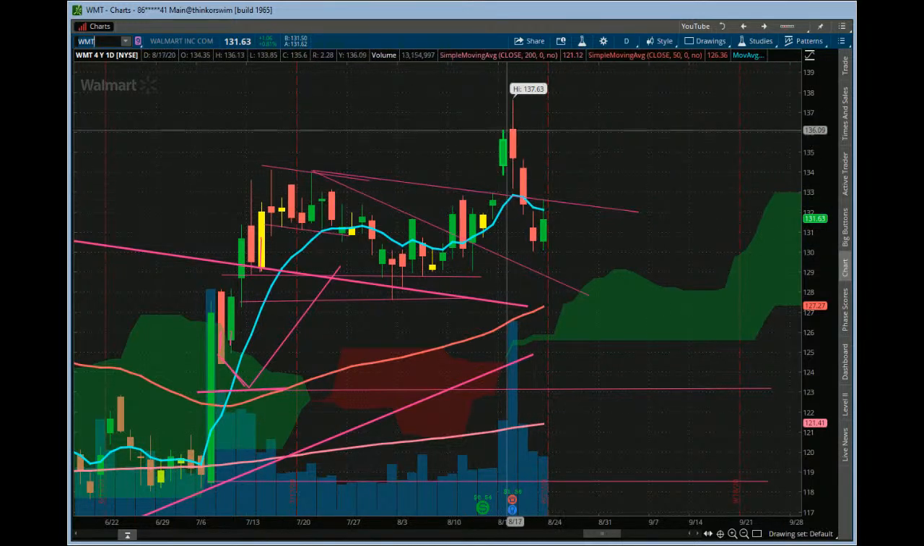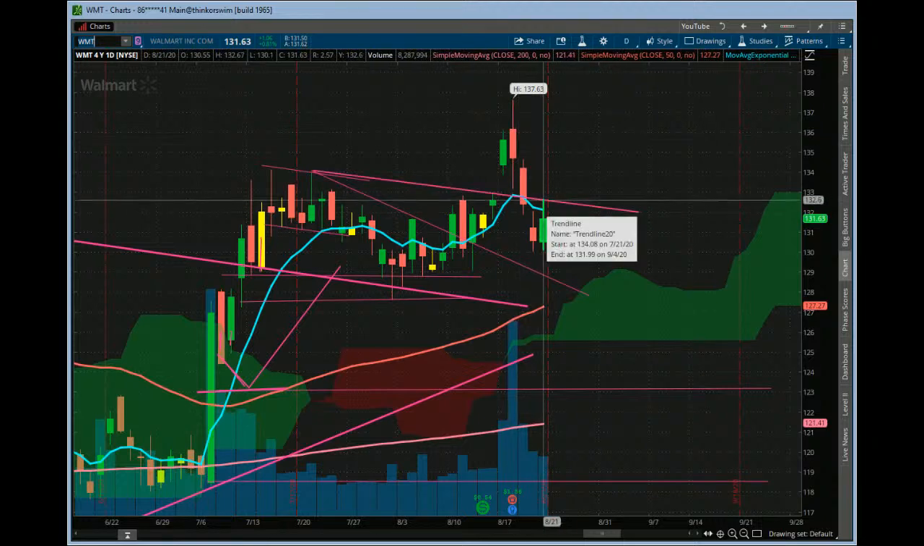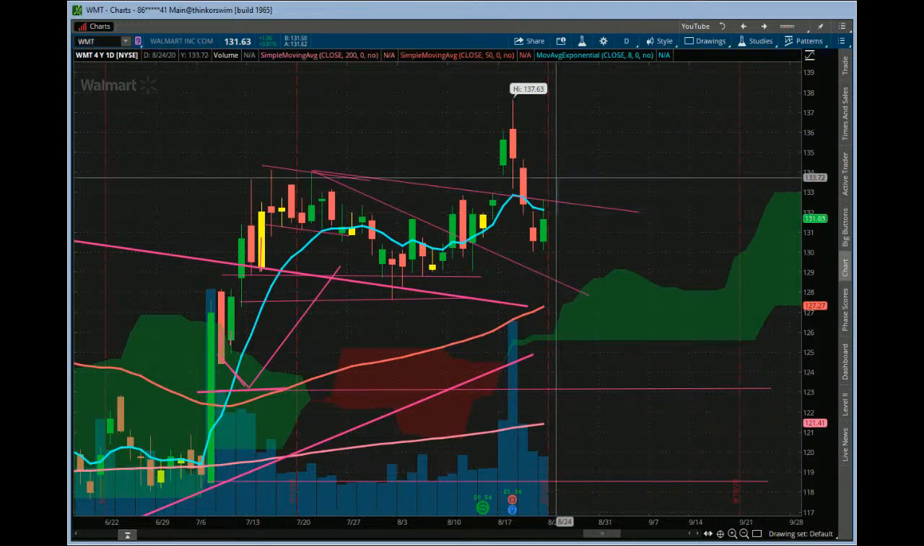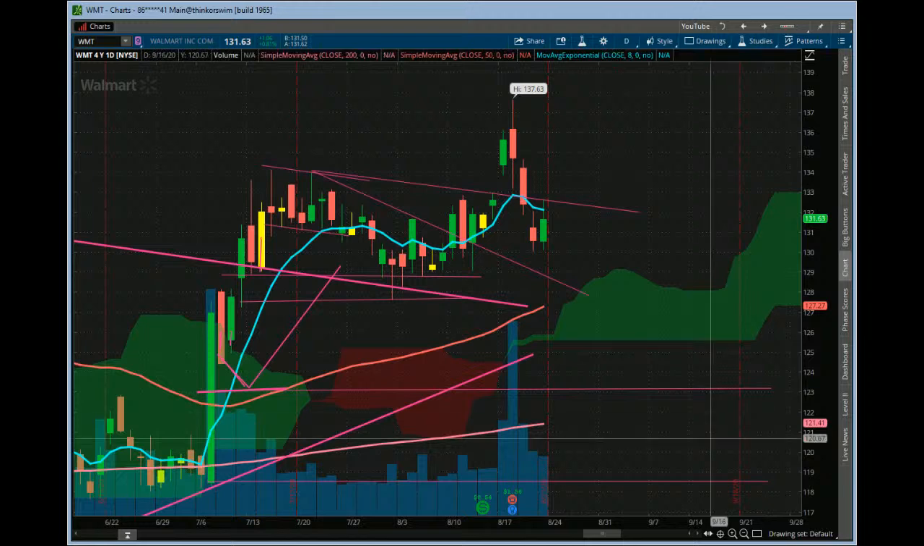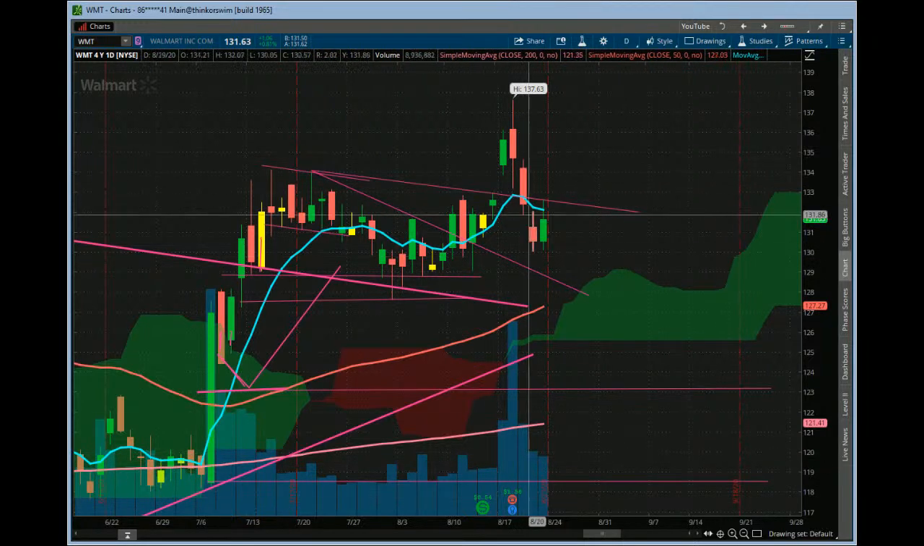So it didn't like being above it. It likes staying below it. We left an upper shadow with that one, so just be careful with that one. We want to see some volume above that line to see if Walmart can get going. Again, it's after earnings. It had a little bit of a pullback after earnings. So let's see if it can get going again.